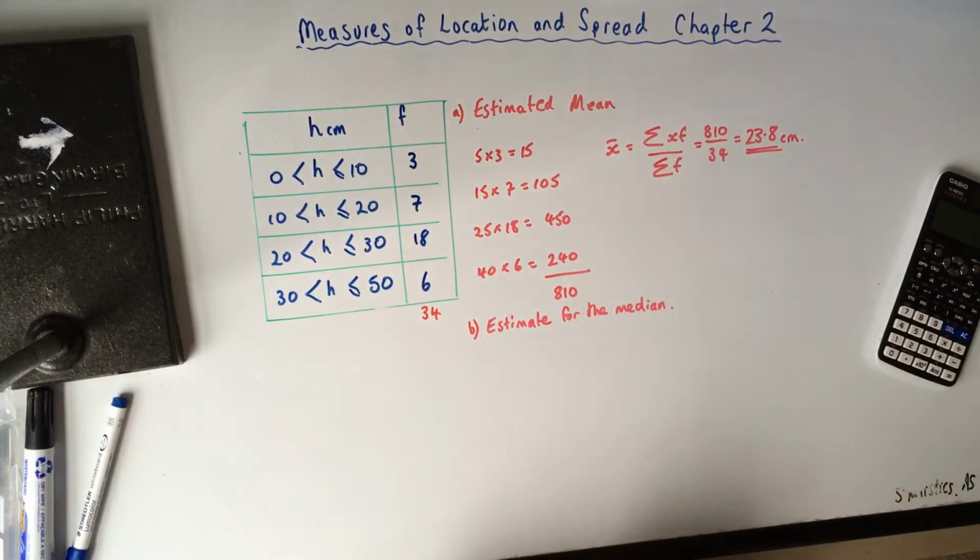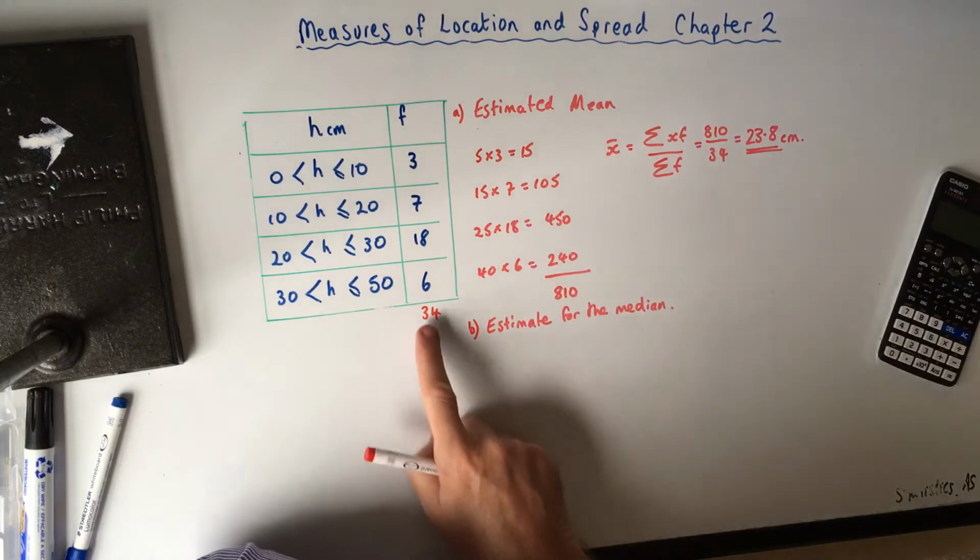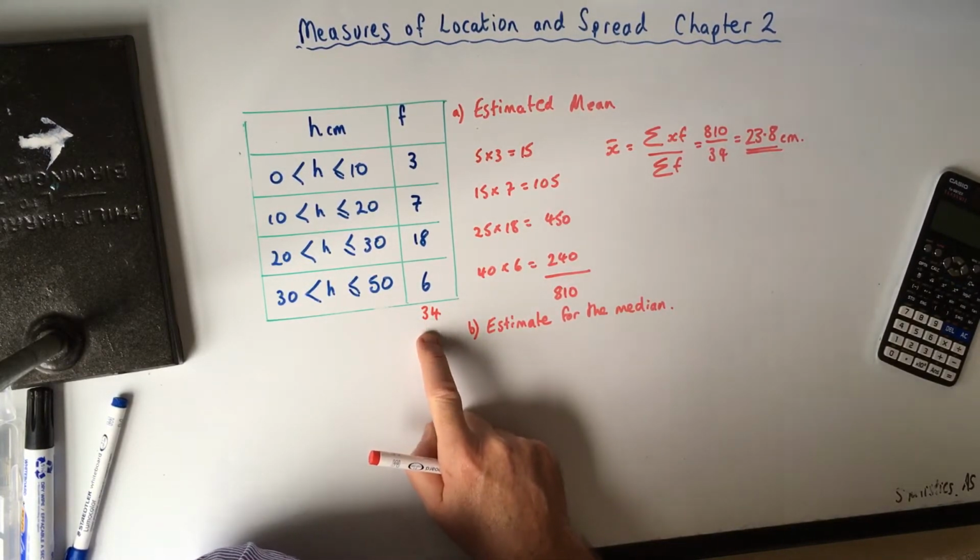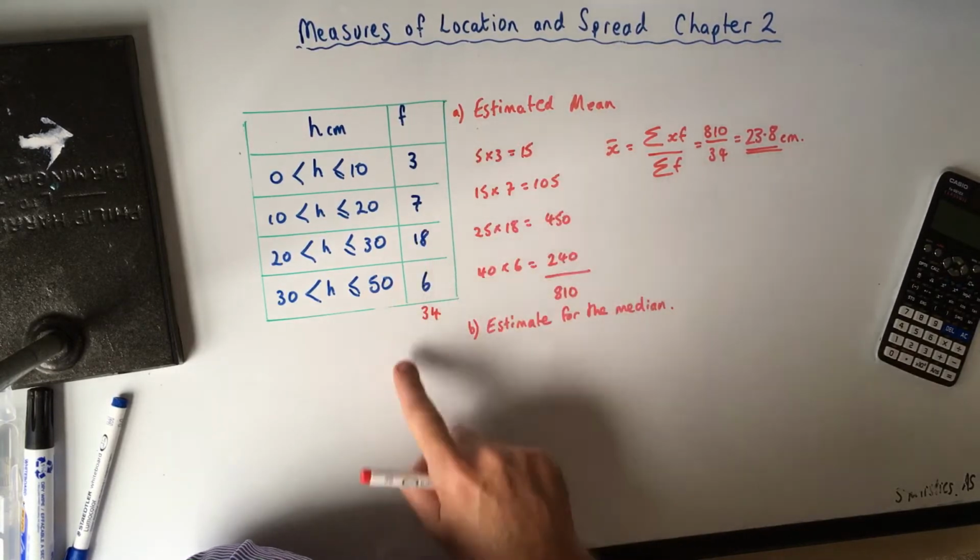Now at GCSE, they don't ask you for an estimate for the median. They just ask you to find out which group it's in. And because there are 34 pea plants, half of 34 is 17. So it's the 17th pea plant. Which group would that fall in?